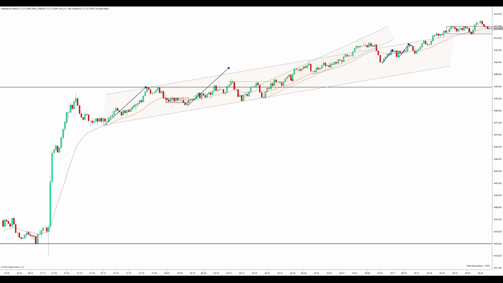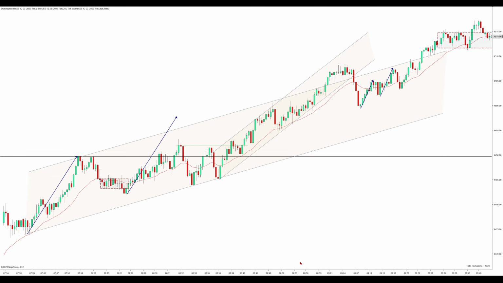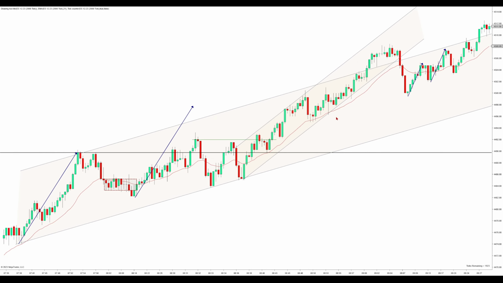We continue up. We get this correction here. It doesn't reach the EMA, and then here we get a first entry long. You don't want to take a first entry. You want to take a second entry. And then, of course, this higher low, which is also a second entry there. It's not off of the key entry point. It's not off of the EMA.